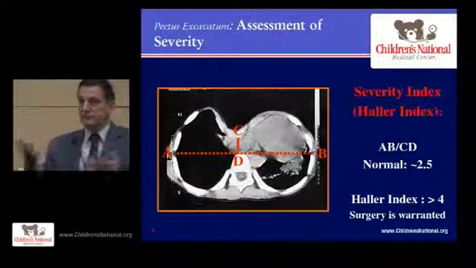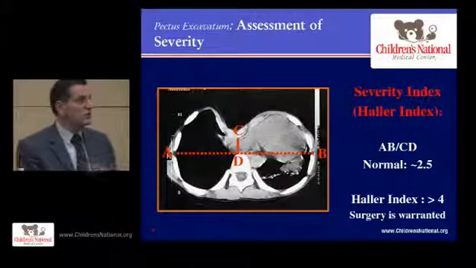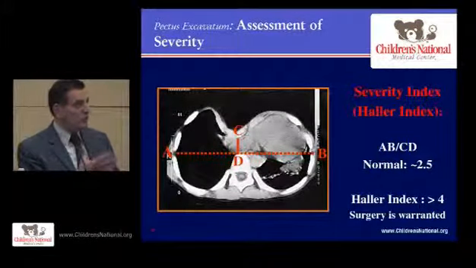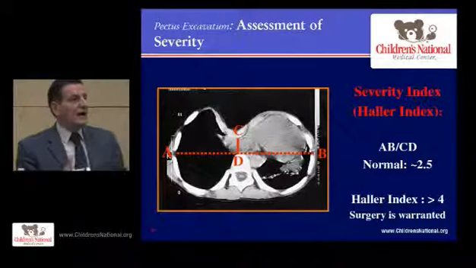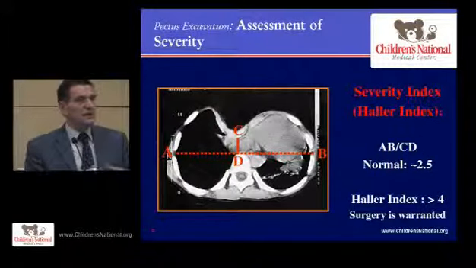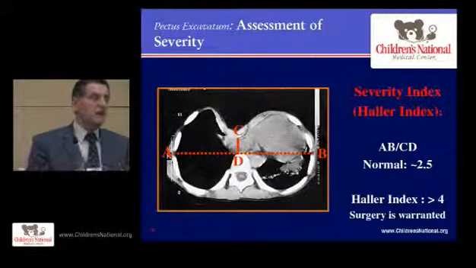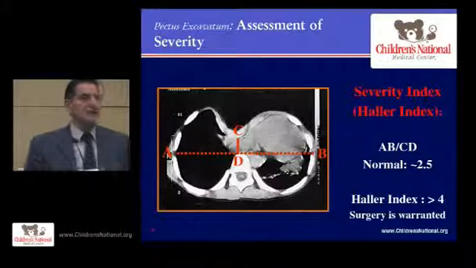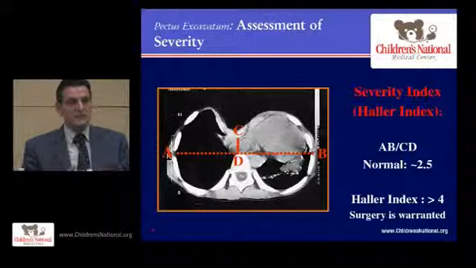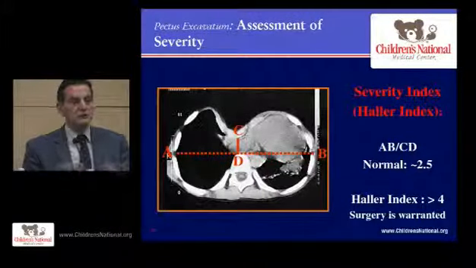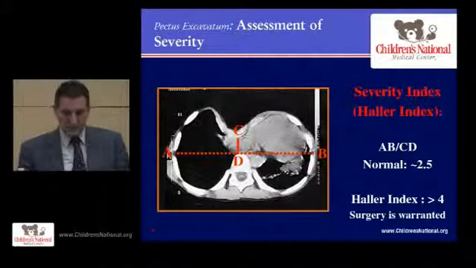Normally, in a healthy, normal person, this ratio is approximately 2.5. If you have a ratio that is more than 3.5, most surgeons especially consider that as a sign of pretty severe pectus, and of course the higher the ratio, the more severe the problem.